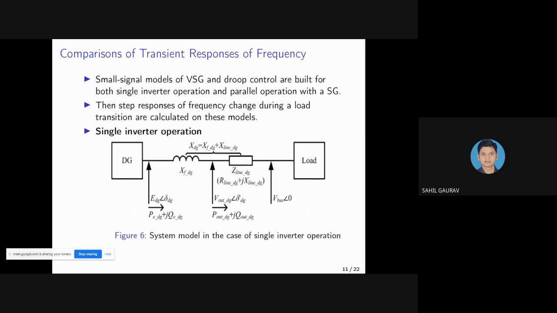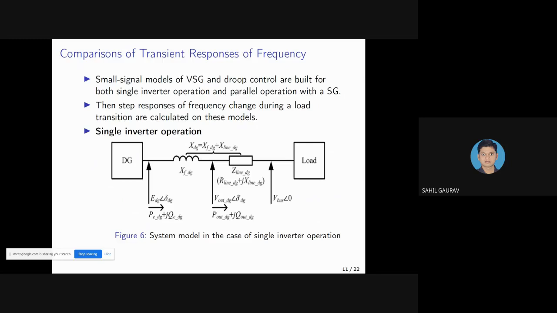Now in the next section, we will do comparisons of transient responses of frequency. For comparing the transient responses of frequency, first we will develop small signal models of VSG and droop control for both single inverter operation and parallel operation with a synchronous generator. Further, based on these small signal models, step responses of frequency change during a load transition are calculated. And from the step responses of frequency change, we analyze the inertia.